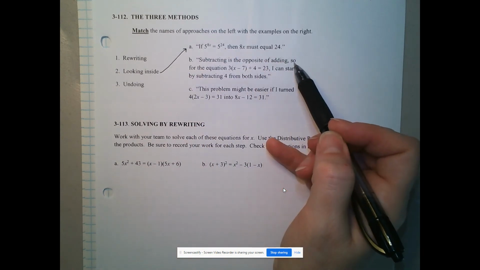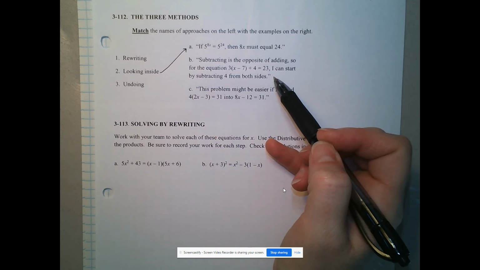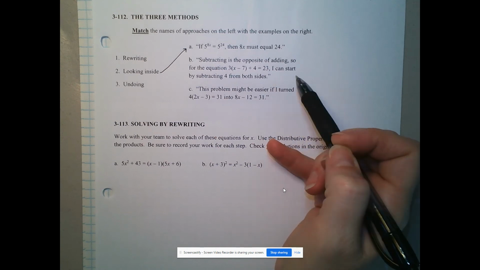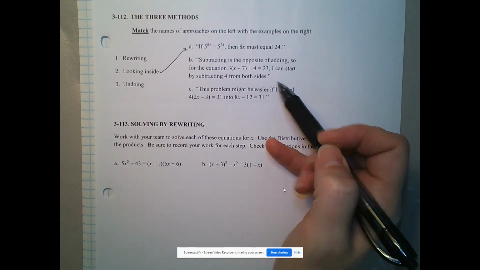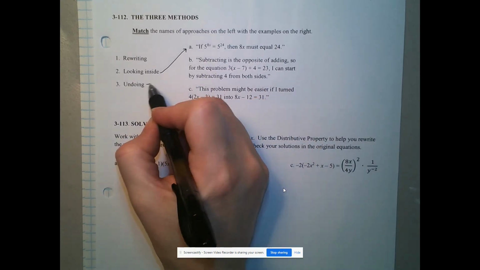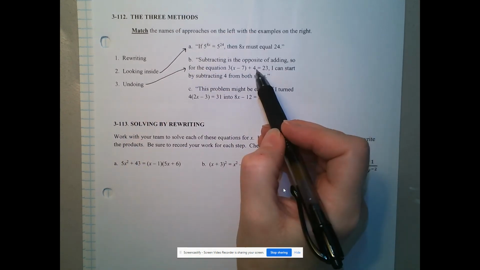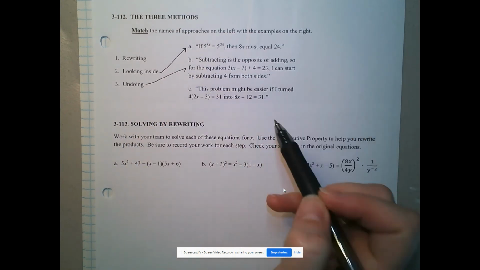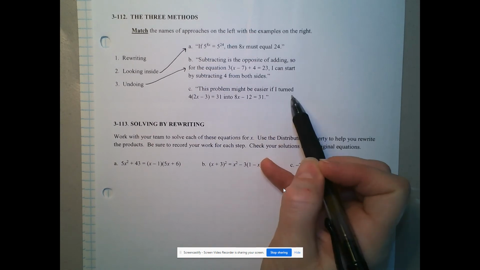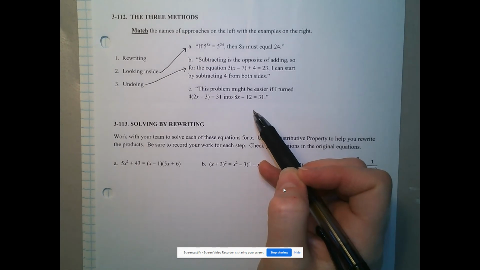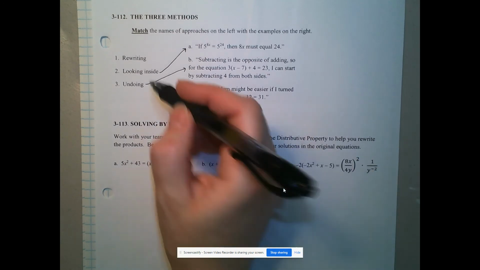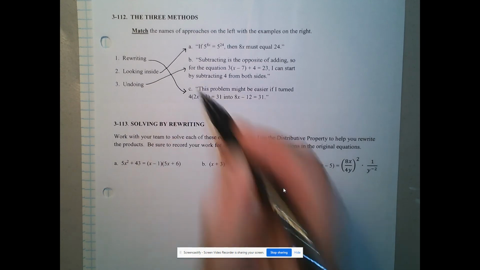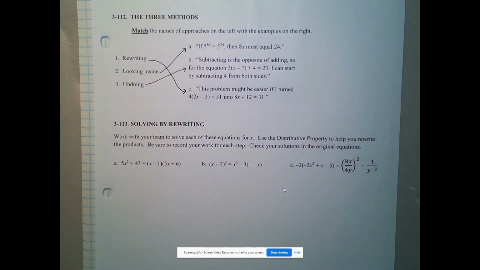Subtracting is the opposite of adding. So for the equation 3 times x minus 7 plus 4 equals 23, I can start by subtracting 4 from both sides. So this person on B is using undoing. They are undoing the addition by using subtraction. And the last one, this problem might be easier if I turned 4 times x minus 3 equals 31 into 8x minus 12 equals 31. They've distributed the 4 by rewriting the equation. So mostly at the bottom, it says solving by rewriting.